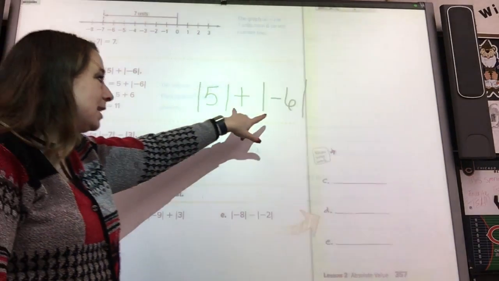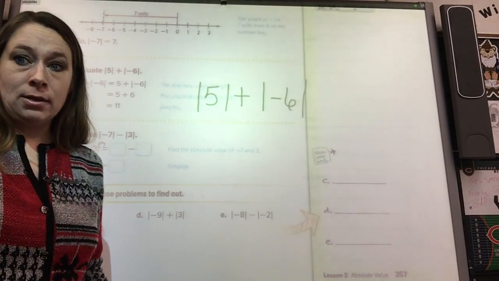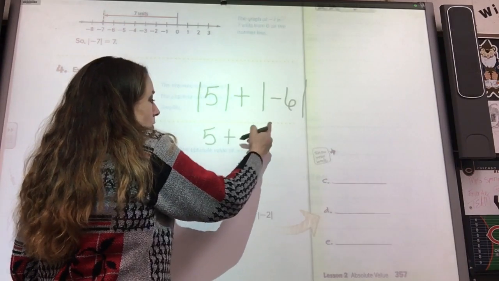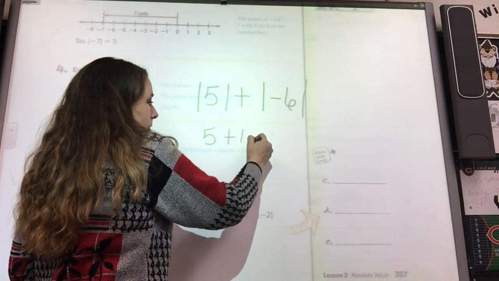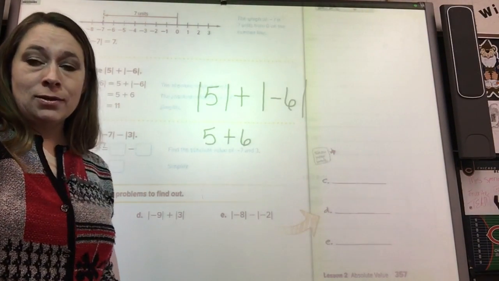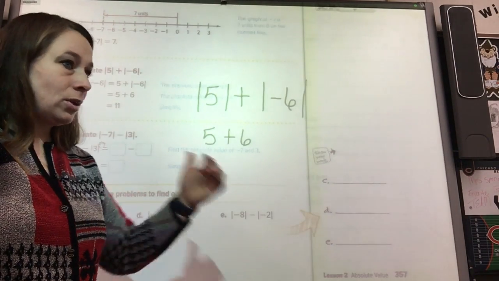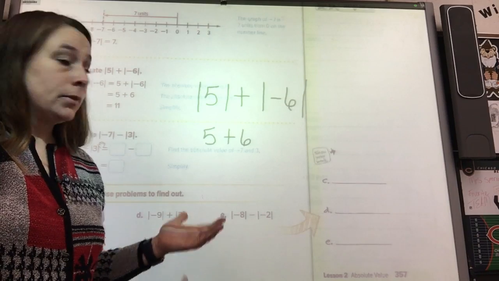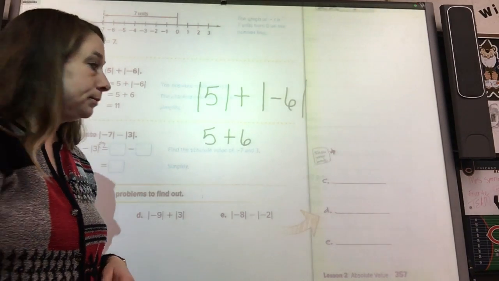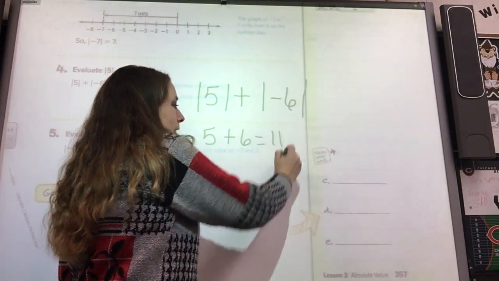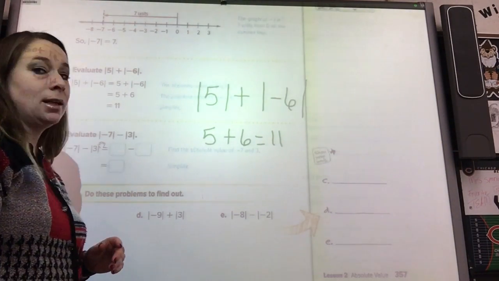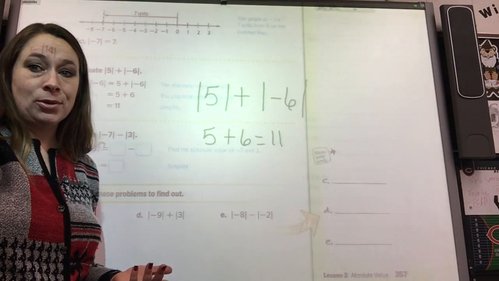But you gotta think that these negatives don't exist. There's no negatives. So the absolute value of 5 is just 5. And the absolute value of negative 6, well, that's just 6. Because we don't have negatives in absolute value. If you went to the left 6, how many places would you have to come back? Just 6. So you just add 5 plus 6. And you get 11. So the absolute value of 5 plus the absolute value of negative 6 is just 11. You just add the numbers.